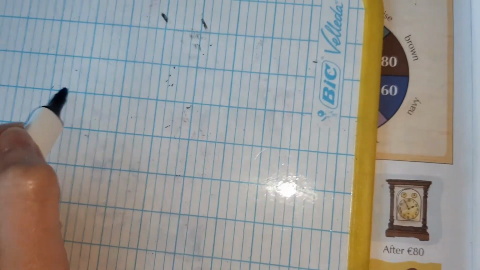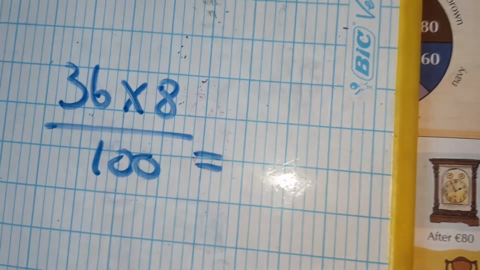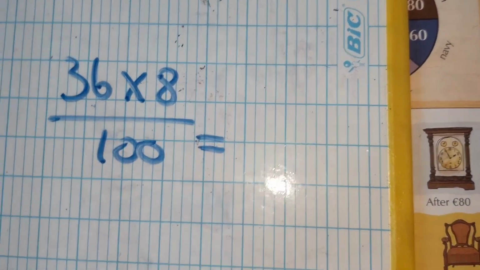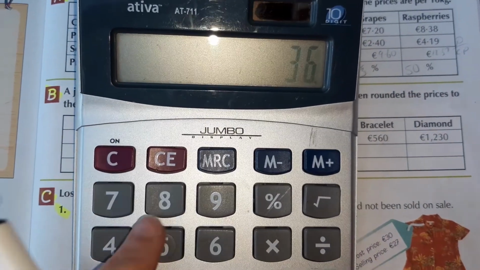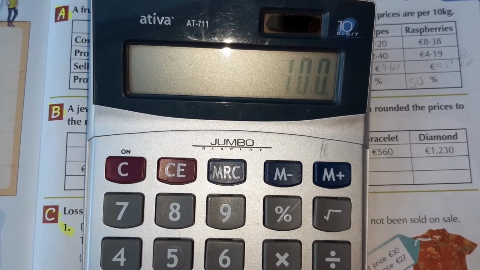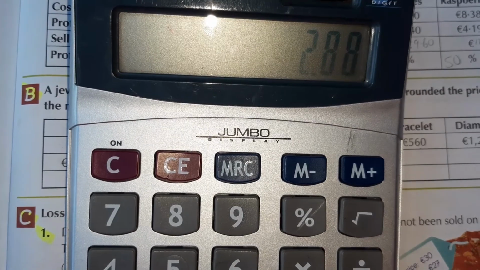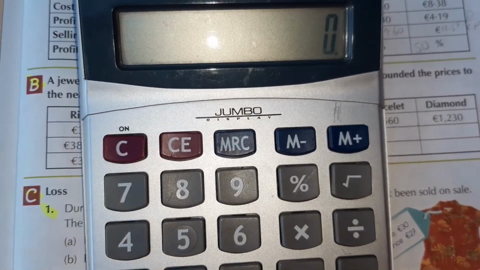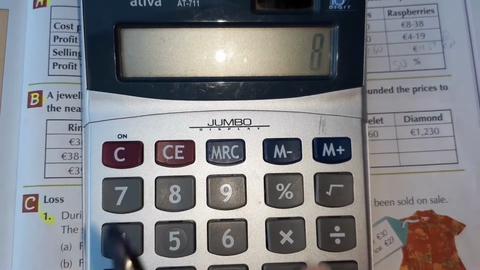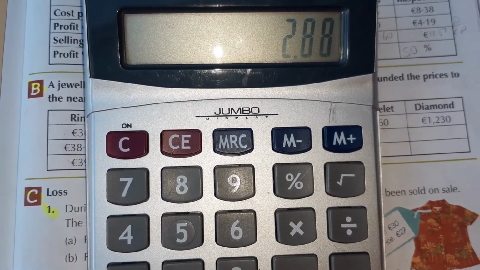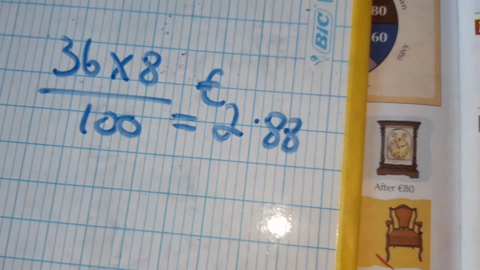So if you want to write that out, to find these, 36 times 8 divided by 100 will find you what he put on to each of them. If you have a calculator, you can calculate these. So 36 times 8 divided by 100 equals 2.88. So he added €2.88 onto the price of the ring. Another way to find that out, if you have a calculator, is to put in 36 times 8%, and you get 2.88. But just to know how to do it, it's 36 times 8 divided by 100. It'll give you the same answer.